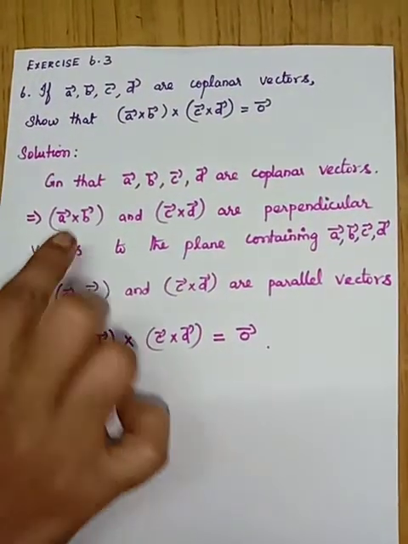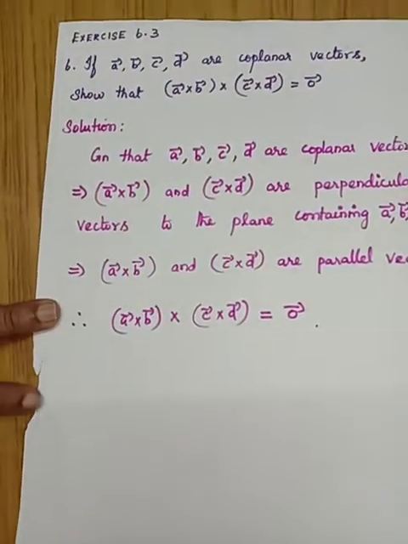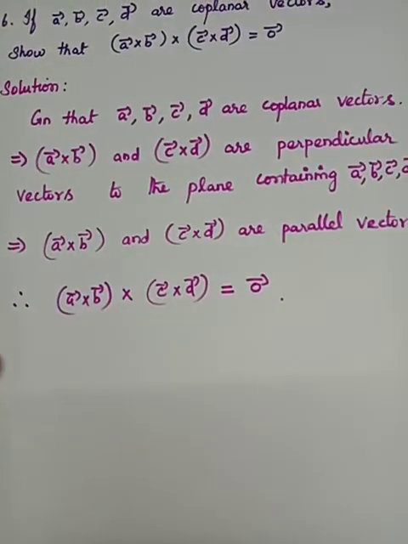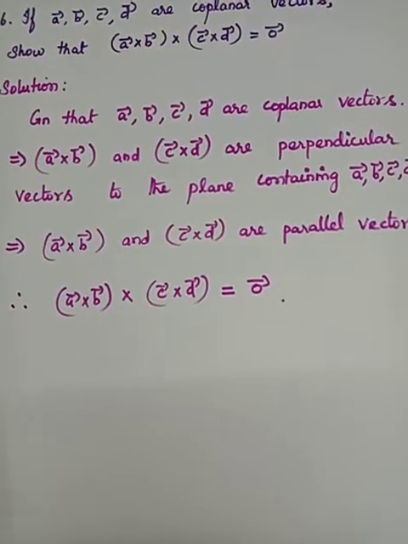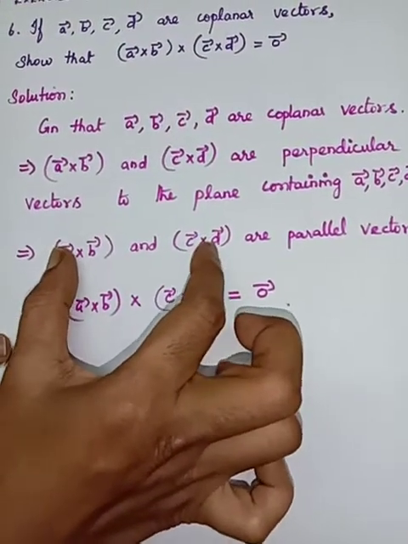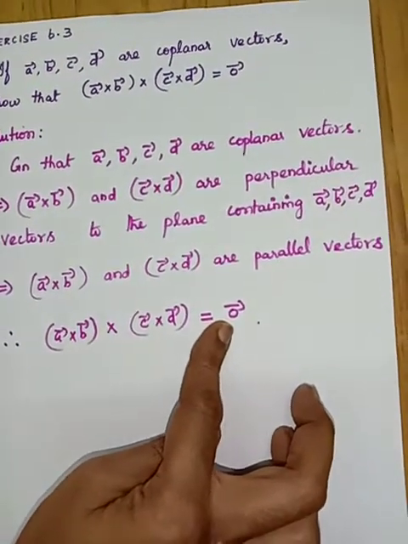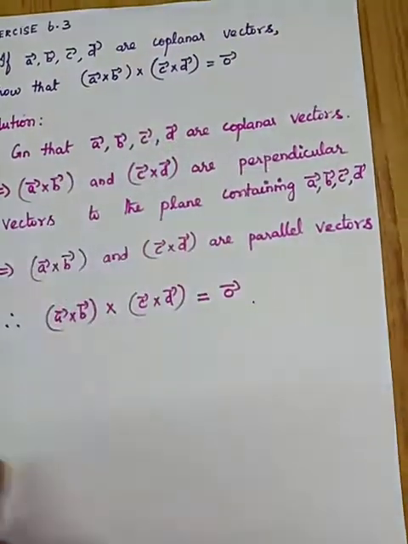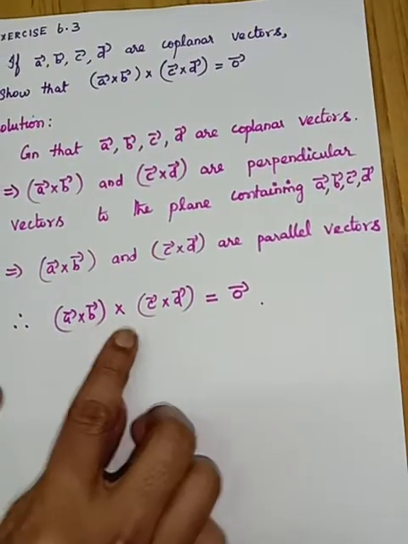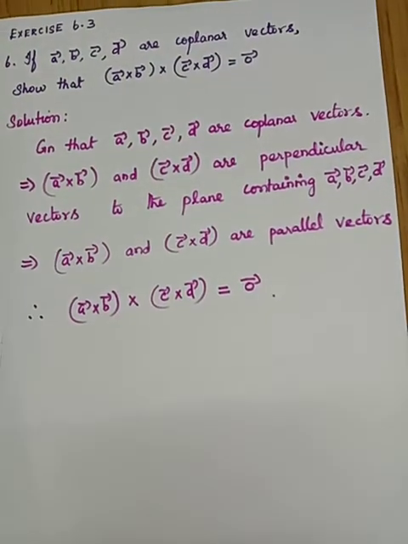So how should they be? They are parallel because both are perpendicular to the plane having A vector, B vector, C vector. So therefore they are parallel. These two are parallel. If any two vectors are parallel, the cross product between them is equal to 0 vector. So we have proved the result. A cross B vector cross C vector cross D vector is equal to 0 vector. Thank you, students.